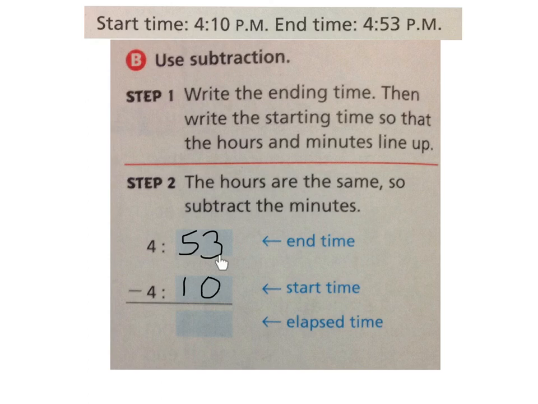Make sure that your numbers for the hours and minutes line up. The hours are the same, so subtract the minutes. 3 minus 0 is 3, and 5 minus 1 is 4. So the elapsed time is 43 minutes.